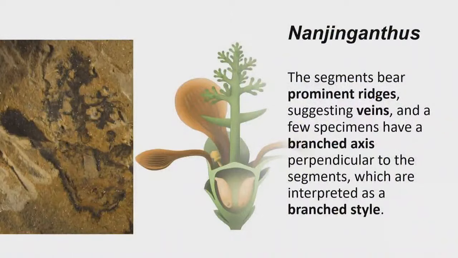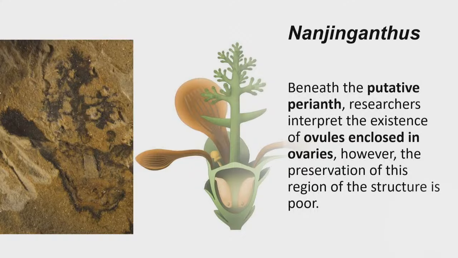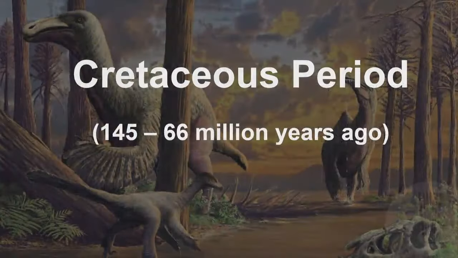Angiosperms are those flowering plants. What you see here is an artistic construction of how paleobotanists, or some paleobotanists, would interpret that fossil that you see there. This is still debated. Segments bear prominent ridges suggesting veins, and a few specimens have a branched axis perpendicular to the segments, which are interpreted as branch styli. Beneath the putative perianth, researchers interpret the existence of ovules enclosed in ovaries. However, the preservation of this region of the structure is poor, so it's debated.